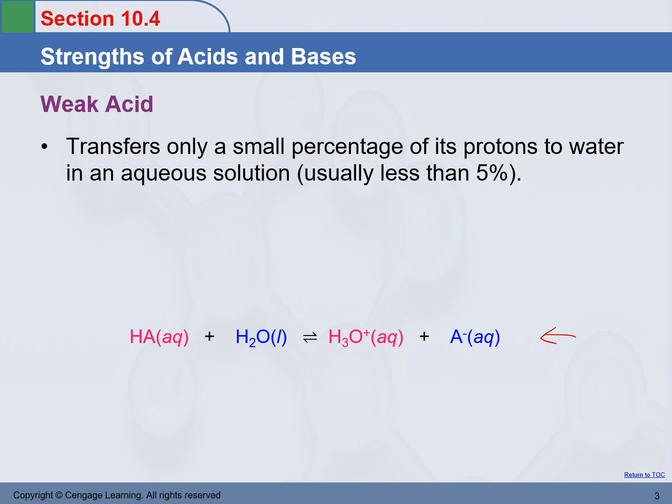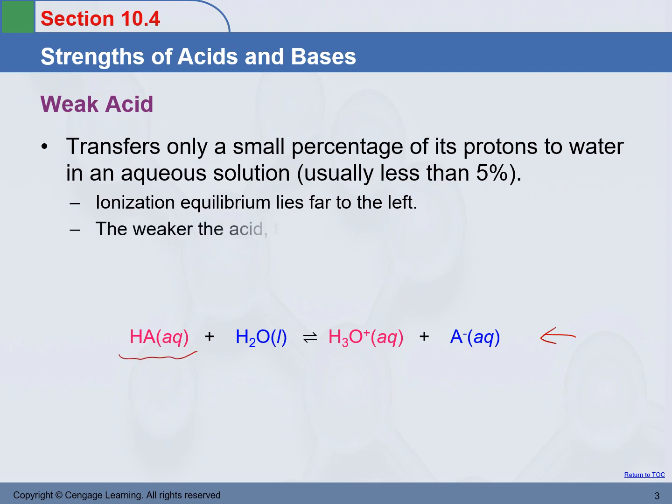Well, if that's the case, only 5% or less protons are donated. Therefore, this equilibrium will lie far to the left. The majority of the molecules stay as molecules. Again, the weaker the acid, the stronger its conjugate base. Similar to the one we just discussed on the last slide: the stronger the acid, the weaker its conjugate base. The weaker the acid, the stronger its conjugate base.